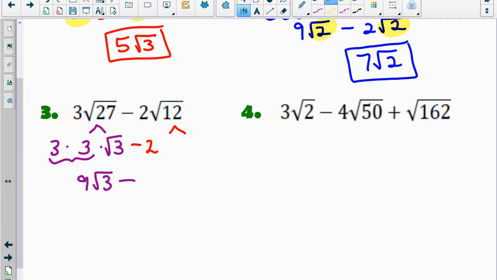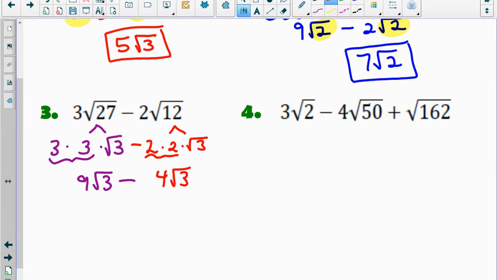The square root of 12 is 2 times 6. That's not going to help me. How about 4 times 3? That'll work because the square root of 4 is exactly 2. So I'm going to change this to a 2, keeping my multiplications. And now I can combine those non-radicals. 2 times 2 times the square root of 3 is 4 square root of 3.